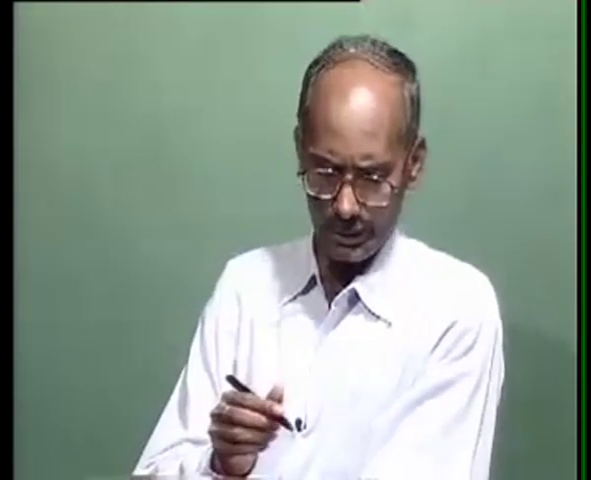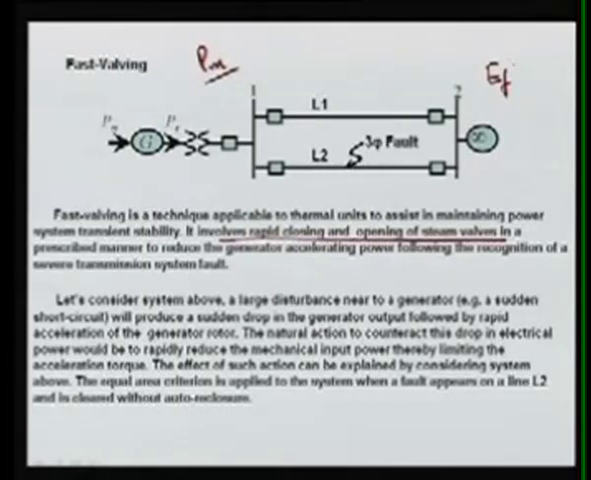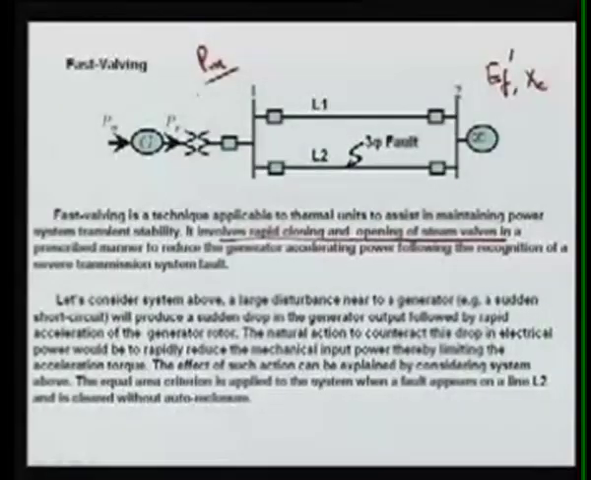So let us see the impact of the fast valving action. In the previous 3 slides and 3 cases for improving the transient stability, we saw that we can improve the transient stability by changing EF, or you can say E prime, or by changing your XC, meaning you can put this XC in the system. Now it is on the other side, that is your PM, that we can change the mechanical output of the system during the fault and the post fault.